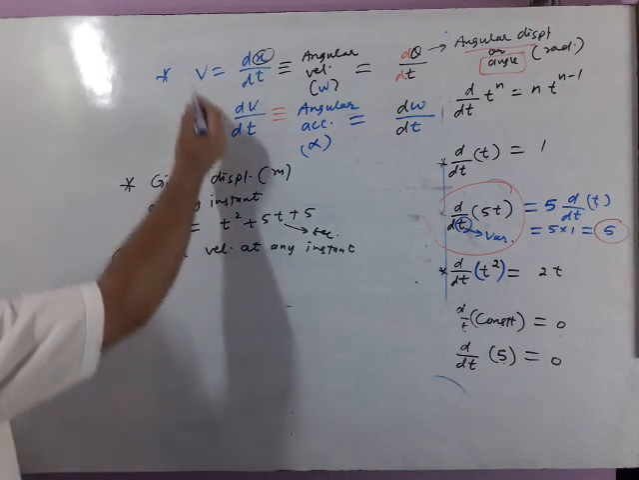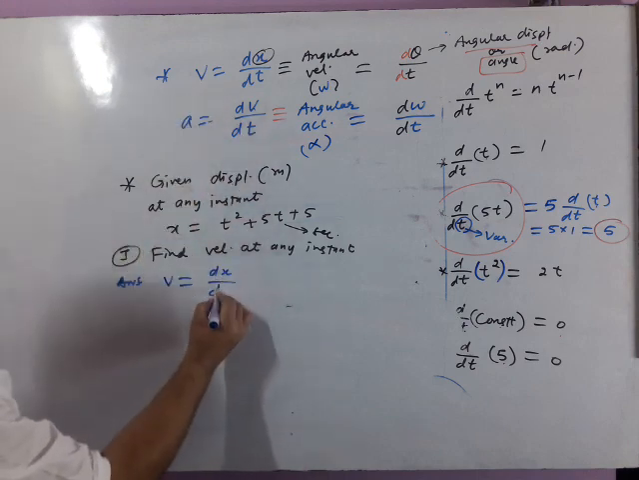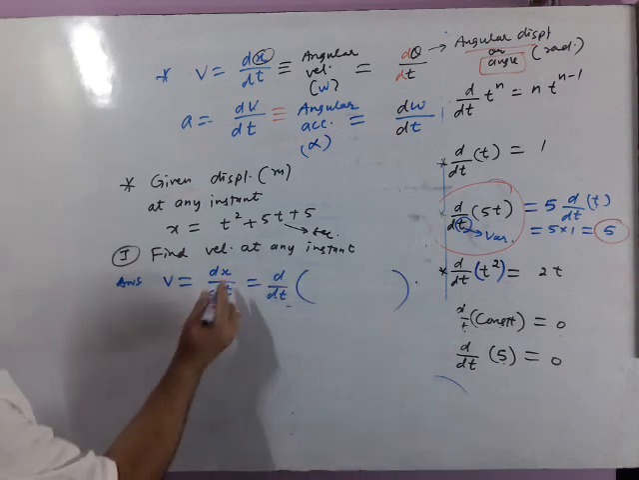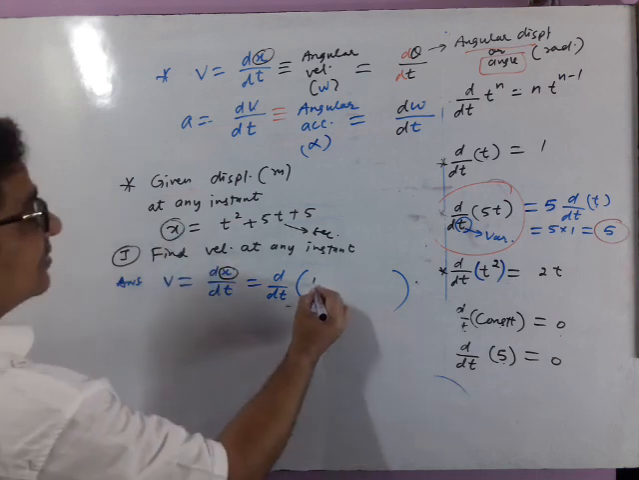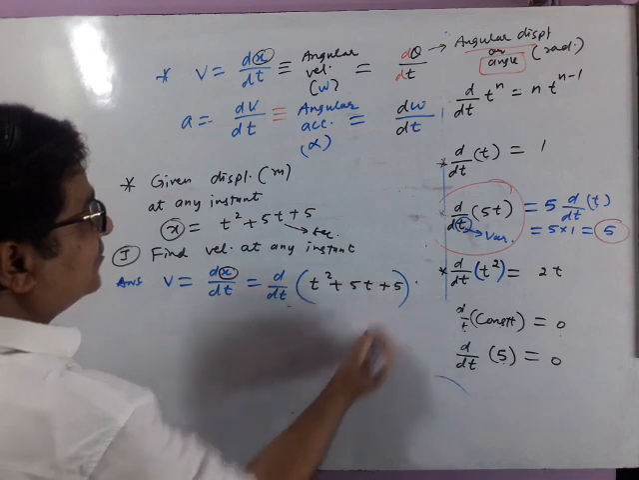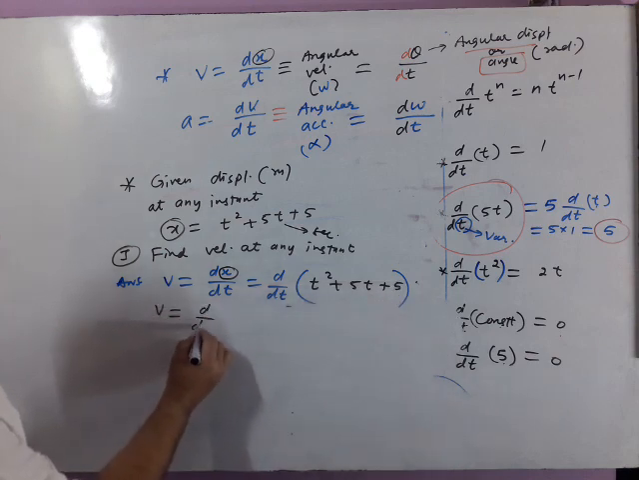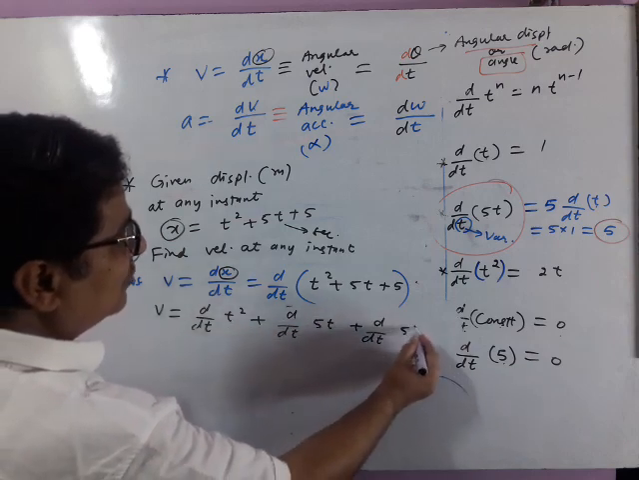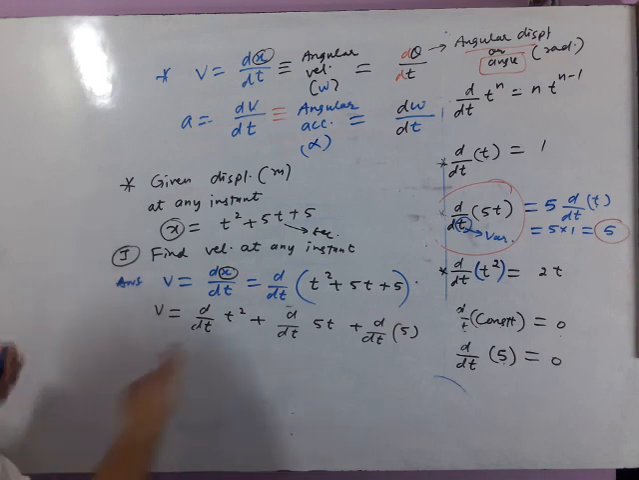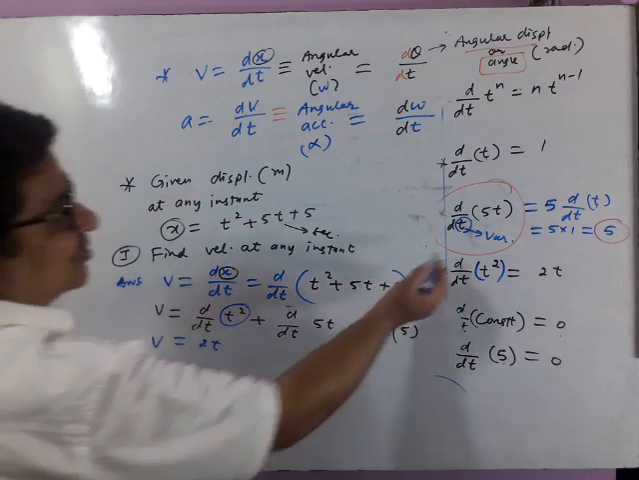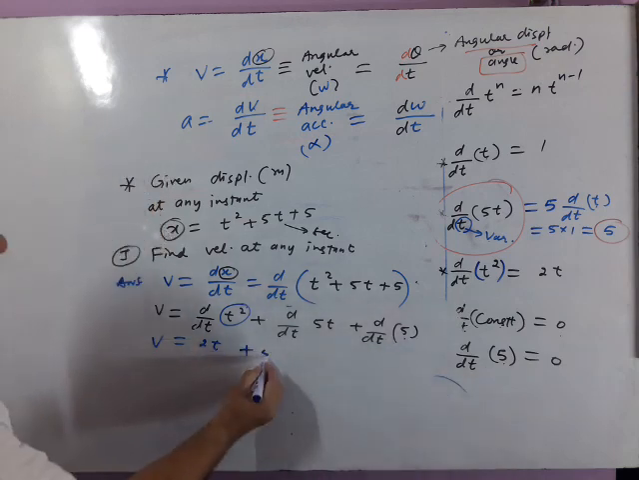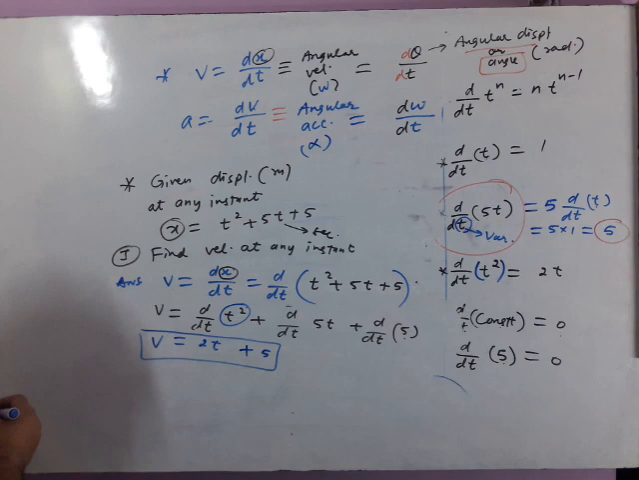See, you should know this formula. Velocity is dx by dt. This is differentiation of x with respect to time. Now input the value of x, which is t square plus 5t plus 5. Now open the bracket: d by dt of t square, d by dt of 5t, d by dt of 5. Actually we are differentiating all three terms. You know the basic formula. Differentiation of t square is 2t, differentiation of 5t is 5, and differentiation of a constant is 0.